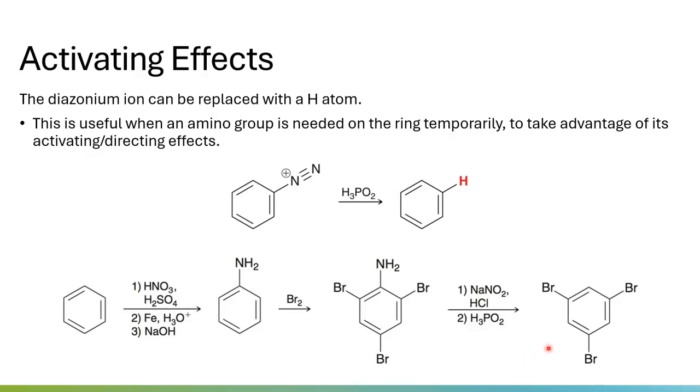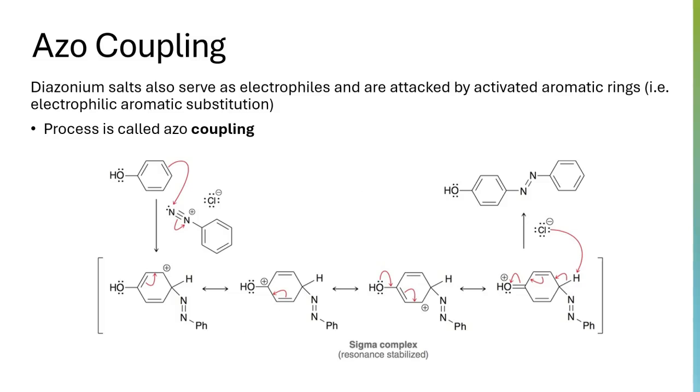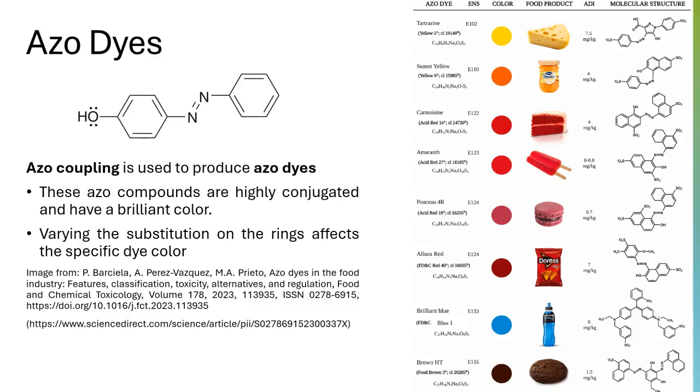Azo coupling. Diazonium salts also serve as electrophiles and are attacked by activated aromatic rings via electrophilic aromatic substitution. This process is called azo coupling. Azo dyes. Azo coupling is also used to produce azo dyes, like shown here. These azo compounds are highly conjugated and have brilliant color. Varying the substitution on the rings affects the specific dye color.